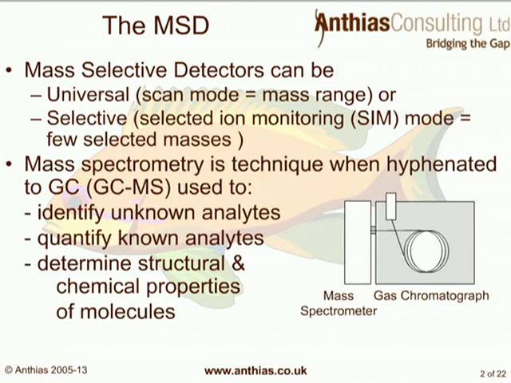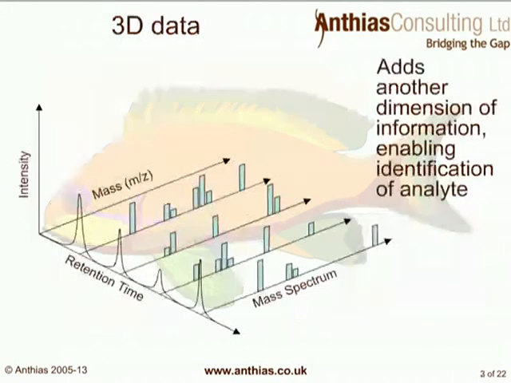So when we think about mass spectrometry itself, it's a technique which, when hyphenated to GC, is used to identify unknown compounds in our sample, quantify known compounds, and also to determine structural and chemical properties of the molecules. Compared to a GC detector, when we're hyphenating GC with a mass spec, we produce three-dimensional data. Therefore, the mass spectrometer is adding an extra dimension. So this is the mass spectrum itself, and this is the information which enables us to identify the compound.